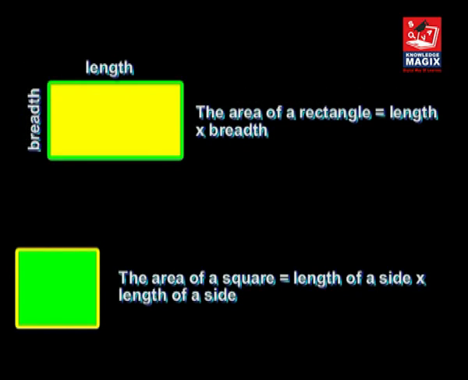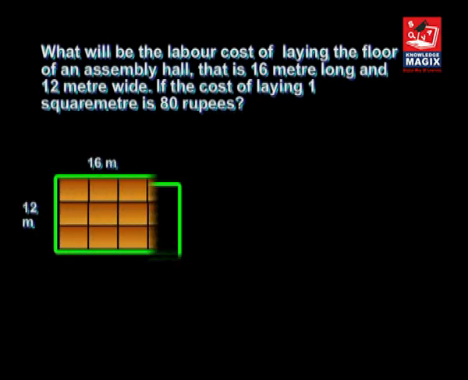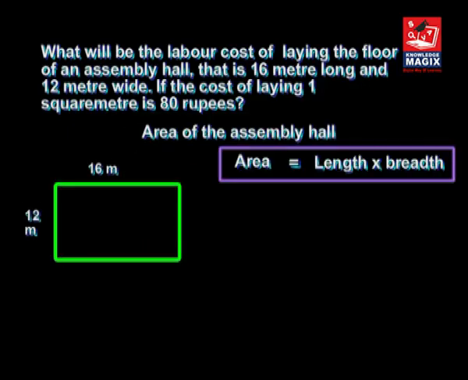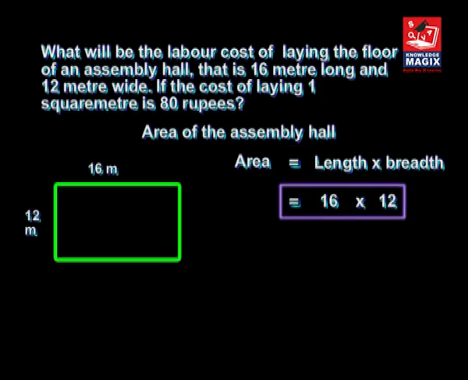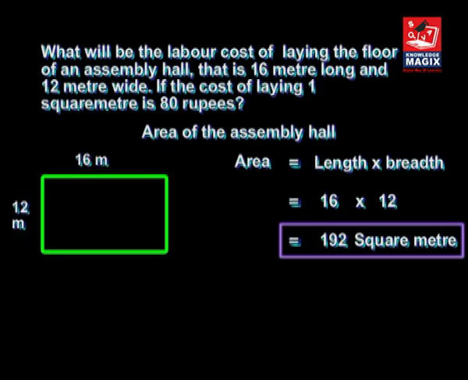The area of a square is equal to length of a side into length of a side. What will be the labor cost of laying the floor of an assembly hall that is 16 meter long and 12 meter wide if the cost of laying 1 square meter is 80 rupees? First we'll find out the area of the assembly hall. Area is equal to length into breadth, equal to 16 into 12, that is equal to 192 square meter.